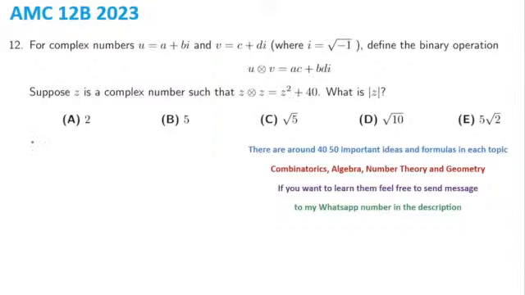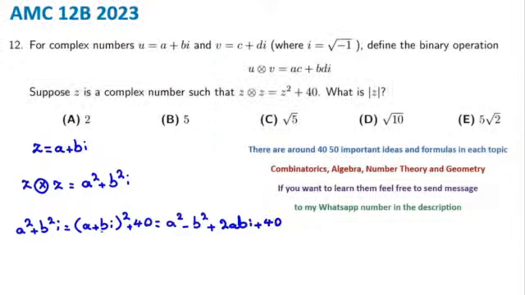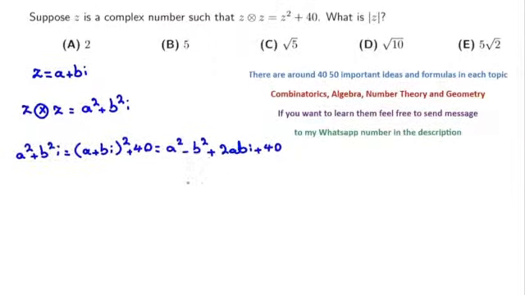So we consider z equals a plus bi. Then by the definition of the problem, z cross z equals what? a squared plus b squared i. Now here, if I write this equation, a squared plus b squared i equals z squared, which is a plus bi whole squared, plus 40. So this one will be a squared plus bi squared, which is negative b squared, plus 2abi plus 40. When two complex numbers are equal, their imaginary parts are equal, and their real parts also are equal. So the real part is a squared minus b squared plus 40.